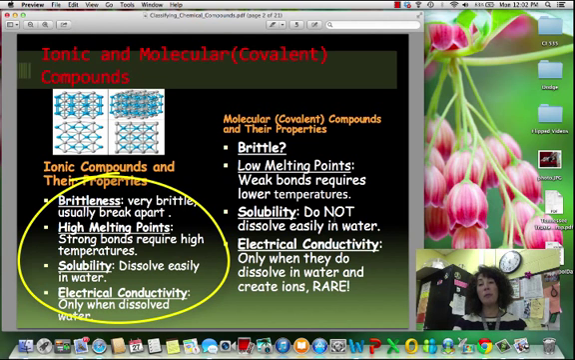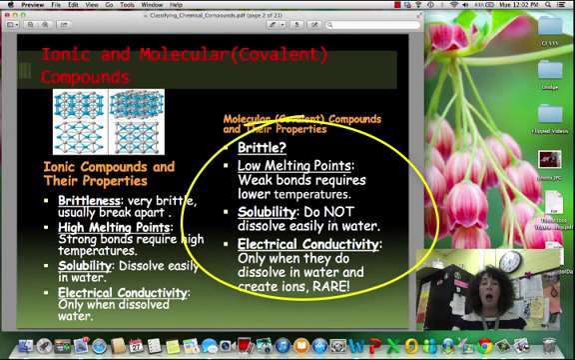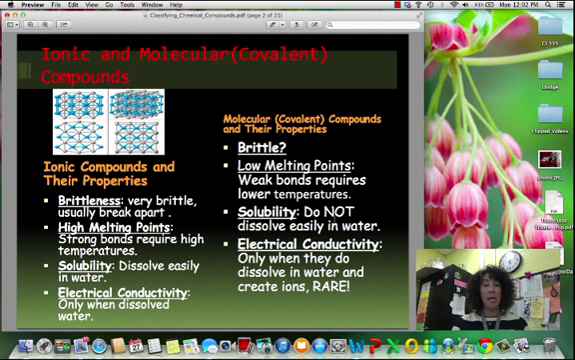And because it's a different type of bond, they do have different types of properties. Ionic compounds are very brittle. They have very high melting points. They dissolve very easily in water, and they can conduct electricity when they are dissolved in water. On the other hand, those covalent compounds, not really brittle. They have very low melting points because their bonds are not as strong, so they melt at lower temperatures. They don't dissolve in water very easily, and only when they dissolve in water will they conduct electricity. So that's kind of rare if they don't dissolve well.